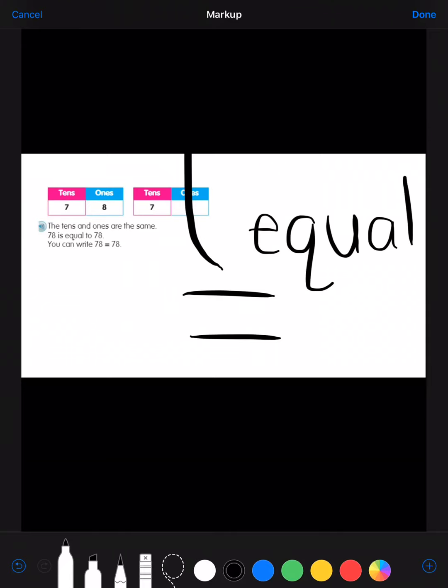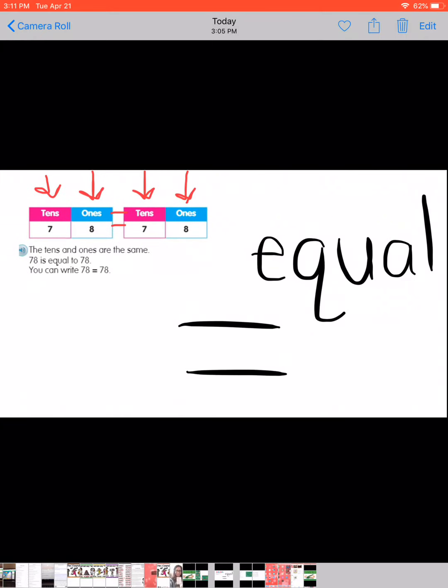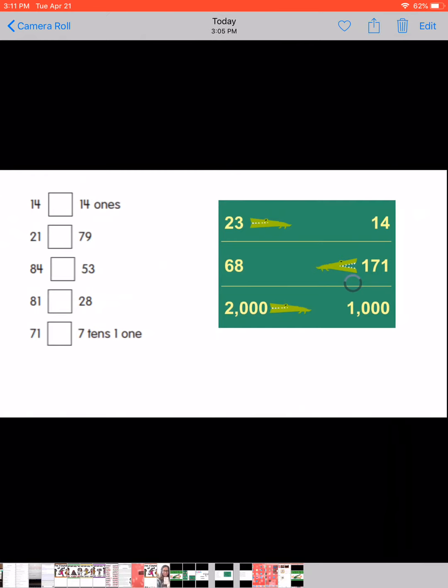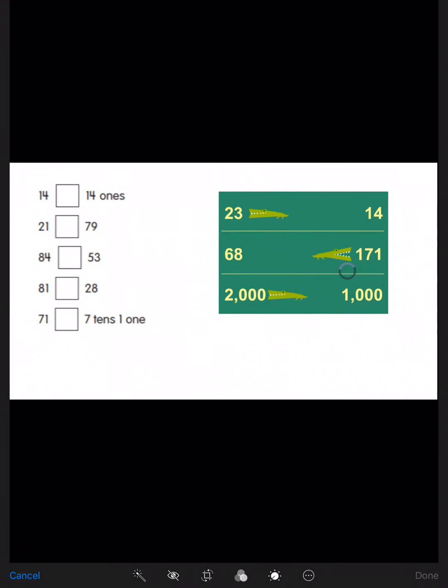So here we have the number 78. 7 tens, 8 ones. Here, 7 tens, 8 ones. They are equal. They are the same. 78 is equal to 78. So anytime you see two numbers that are the same, you can say that they're equal. All right, let's just do a couple of these so you're familiar with how to fill in a greater than, less than, or equal to symbol.